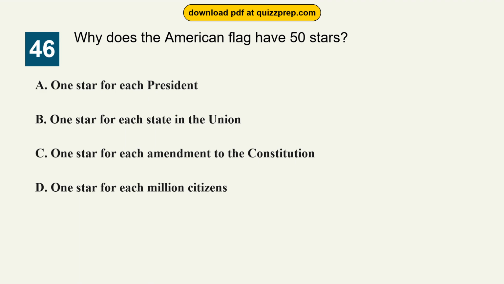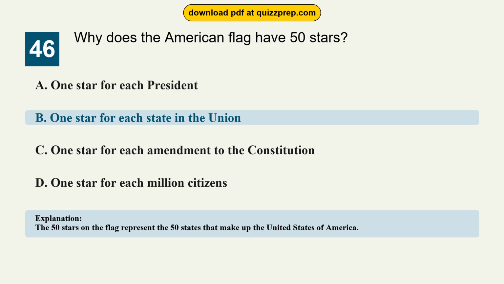Question 46. Why does the American flag have 50 stars? Option A, 1 star for each president. Option B, 1 star for each state in the Union. Option C, 1 star for each amendment to the Constitution. Option D, 1 star for each million citizens. The correct answer is option B, 1 star for each state in the Union. The 50 stars on the flag represent the 50 states that make up the United States of America.